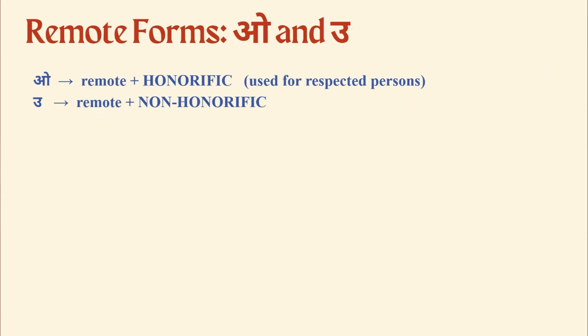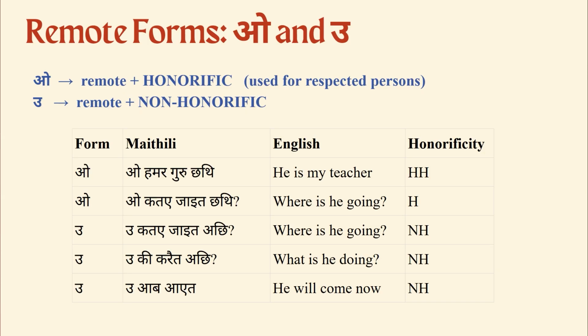Okay, remote forms O and U. So again we discussed that O is used for remote and honorific subjects, and U is used for remote and non-honorific subjects. So we can again take a look at a few examples.